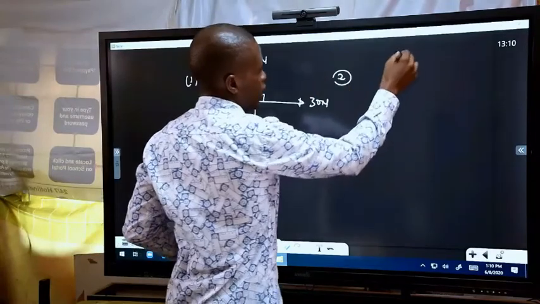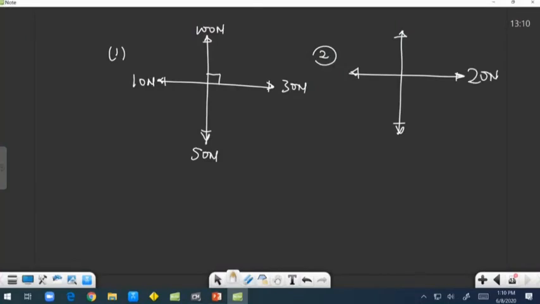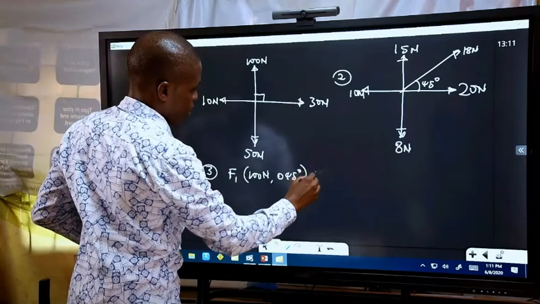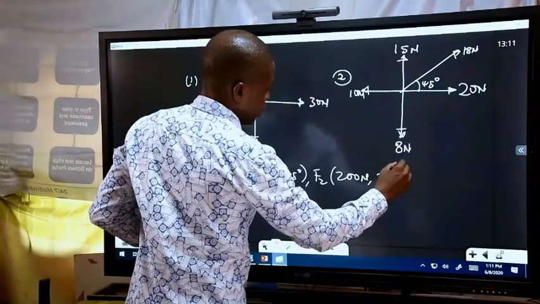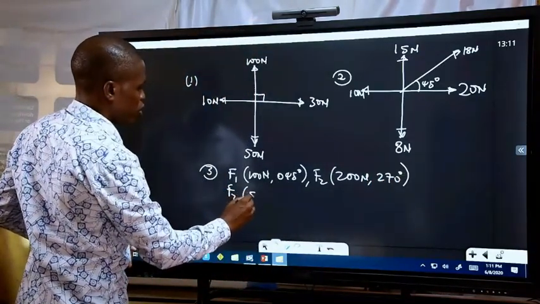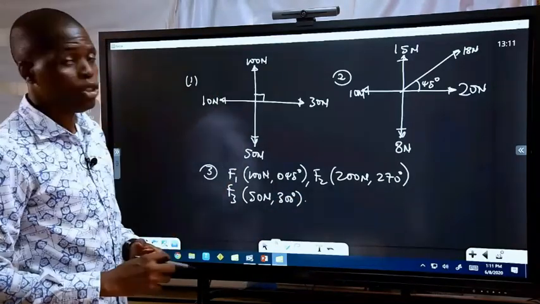Then the second one is this. We are given this. Here is 20 newtons force, 10 newtons force, 8 newtons force, 15 newtons force at an angle. There's another force acting there, which is 18 newtons at angle 45 degrees. So find the resultant. Then the last one is to find the resultant of these three forces. F1, 100 newtons acting at angle 045 degrees. Then F2, 200 newtons acting at angle 270 degrees. Then F3 is 50 newtons acting at angle 300 degrees. Okay, find the resultant of each of them and their direction.